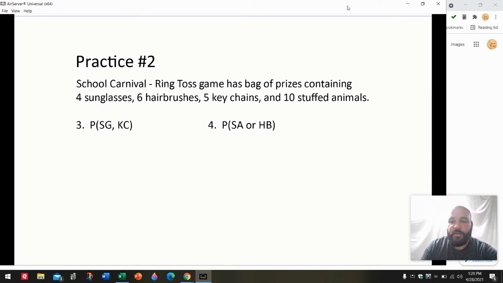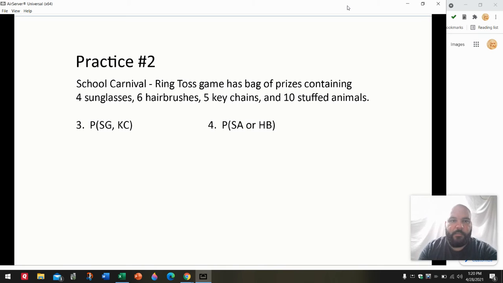Now, this is very similar to the last one. In fact, it's the exact same scenario. It's just 2 different probabilities. So it says, what is the probability of picking a sunglasses or a keychain? And that is incorrect, what I just said.